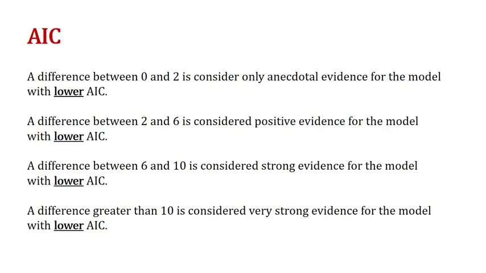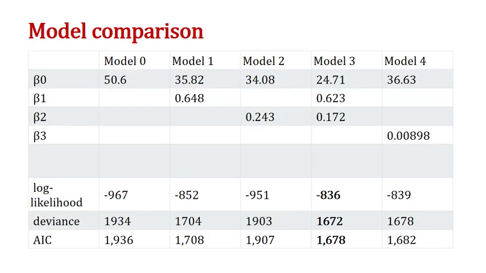Okay, so let's see. In our case, we have model 0, model 1, model 2, model 3, and model 4. And here we've got the parameters that were estimated. In model 0, only beta 0 was estimated. Model 1, beta 0 and beta 1. Model 2, beta 0 and beta 2. Model 3, beta 0, beta 1, and beta 2. And model 4, only beta 0 and beta 3. So these are the values of the parameters that were estimated, so they are the best values that will increase the likelihood of the model.